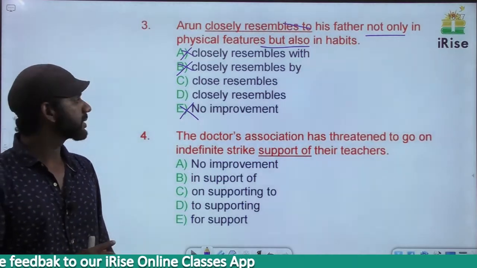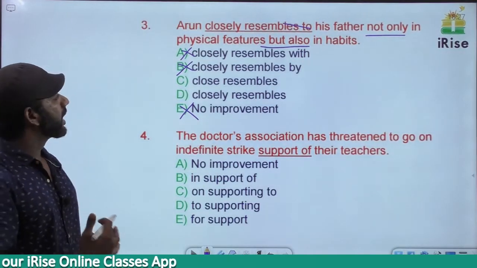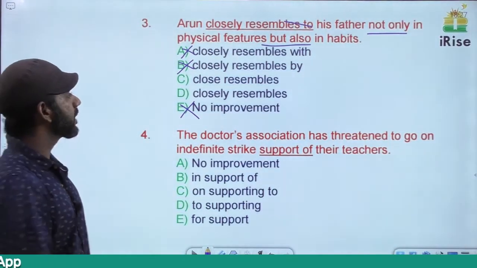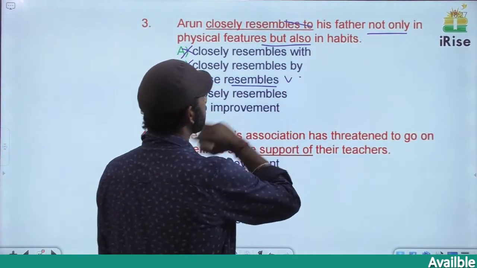Now we have two options left, C and D. Arun close resembles or closely resembles. Now resembles is a verb.